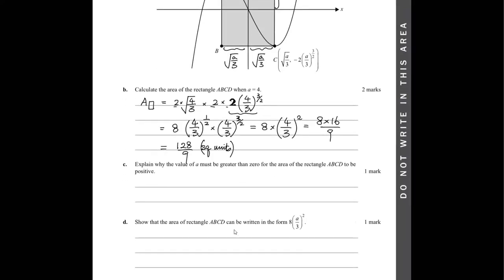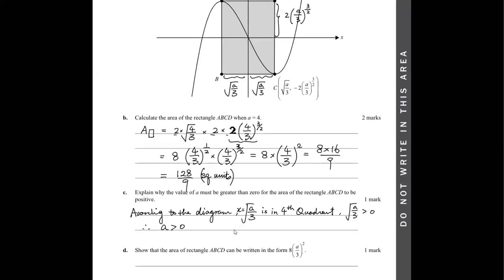Explain why the value of a must be greater than 0 for the area to be positive. So according to the diagram, x equals root a over 3 is in the fourth quadrant. So this x value must be positive. Therefore, a must be greater than 0.